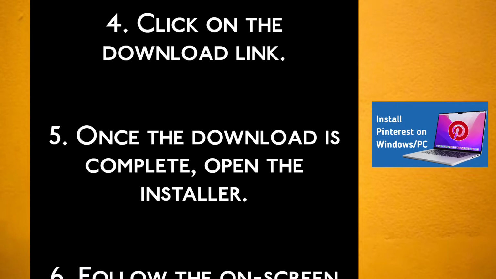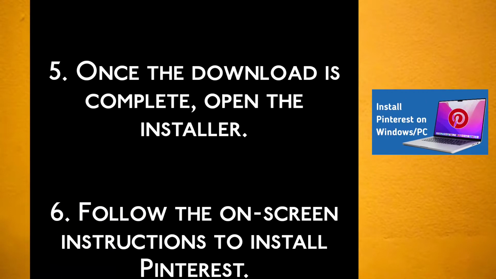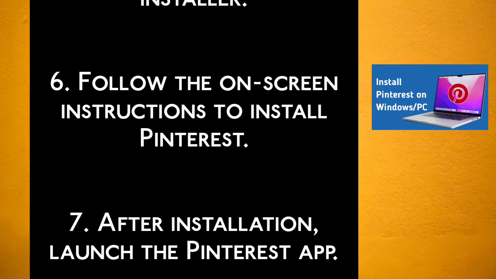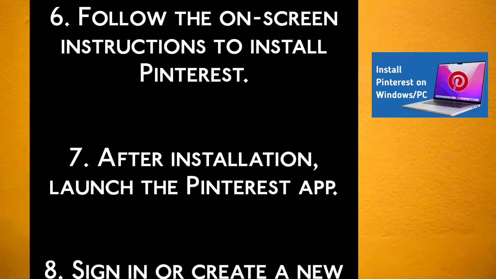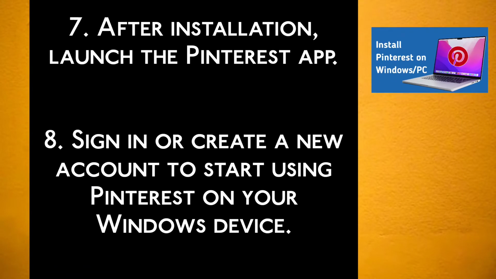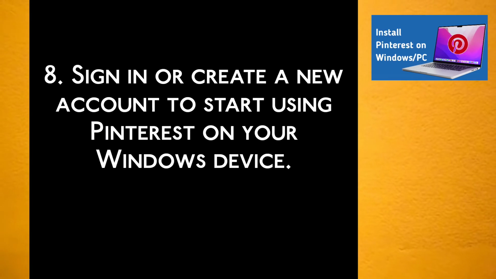Step 5. Once the download is complete, open the installer. Step 6. Follow the on-screen instructions to install Pinterest. Step 7. After installation, launch the Pinterest app. Step 8. Sign in or create a new account to start using Pinterest on your Windows device.